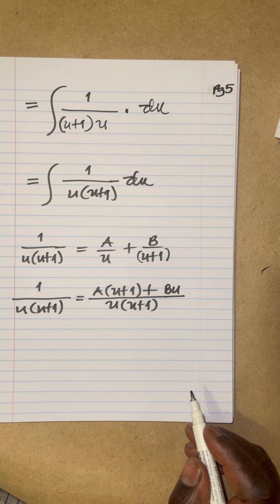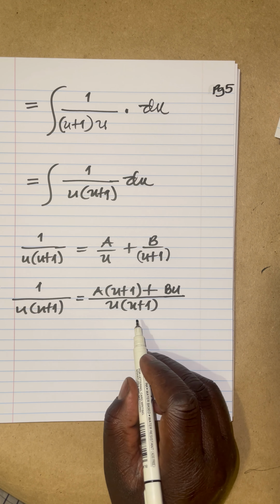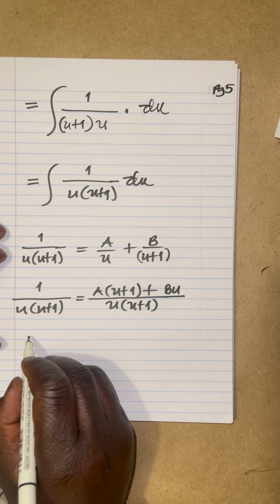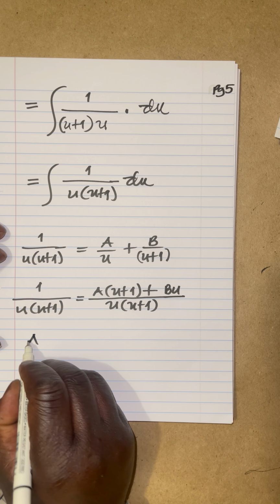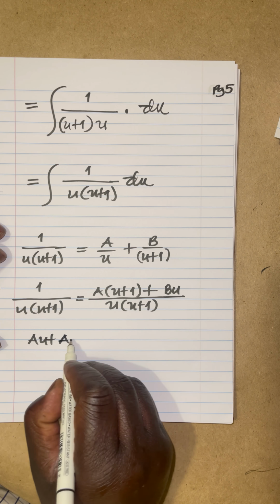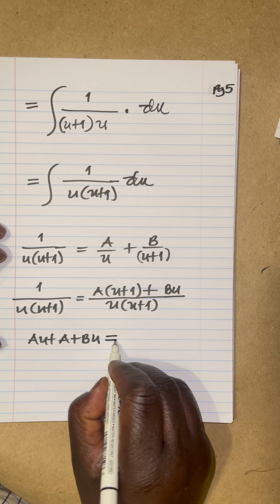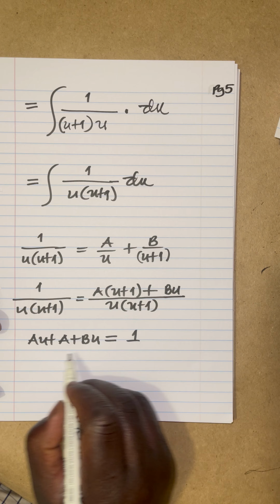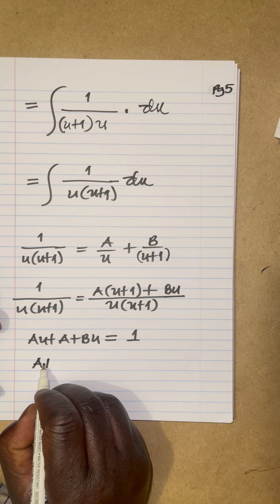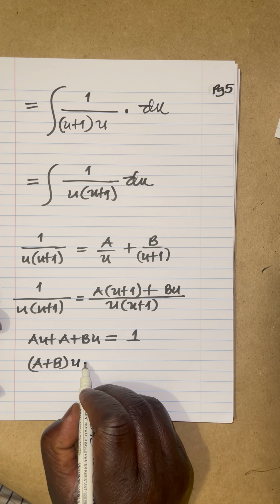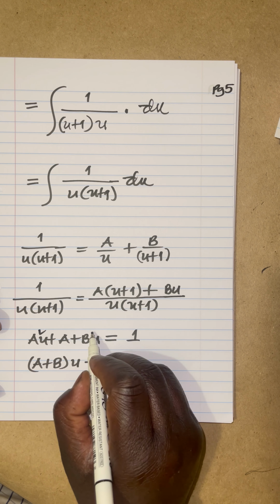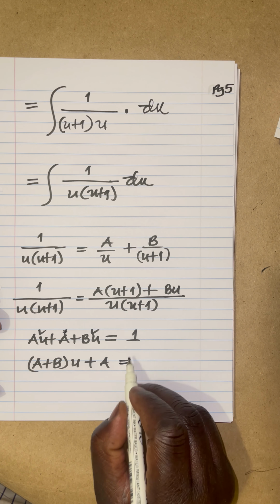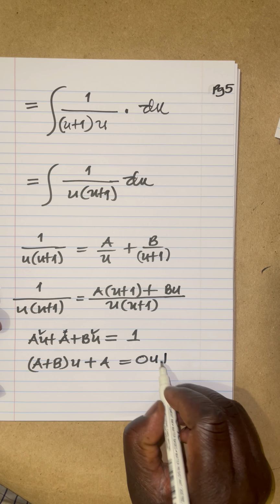Right, now we have two fractions here which are equal, and denominators are also equal, therefore numerators must be equal. So I'm going to say this here equals 1. Expand this part, it's going to be a plus bu is equal to 1. That expression equals that. Now, let me rewrite here. I'm going to have a plus b, and I'm factorizing that, plus a, this part and that part, plus a, that constant term, that one there, is equal to, watch how I'm going to rewrite this, 0u plus 1.